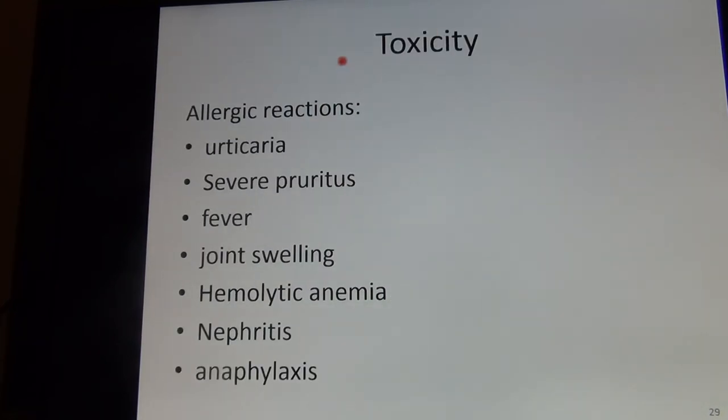So what are the adverse effects or unwanted effects that we might see from giving penicillins? So firstly, the main category is the allergic reactions. So you can have very severe pruritus, very itchy. Patients become very itchy, and then they develop a rash on the body, urticaria, and they might become febrile. They develop a fever. Sometimes they might develop joint swelling, and also hemolytic anemia. Their hemoglobin levels will go down because of destruction of the red blood cells, and then also nephritis, inflammation in the kidney, and also anaphylaxis, which is a life-threatening condition.